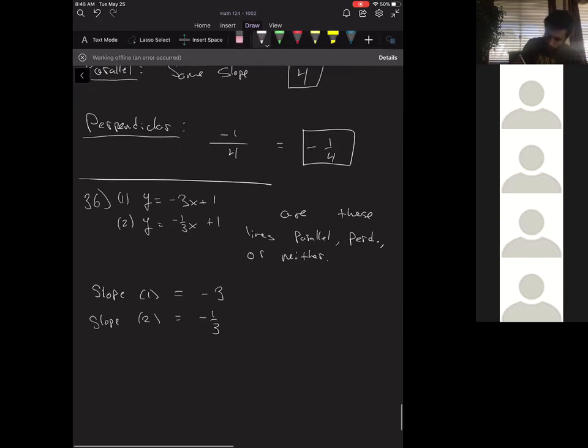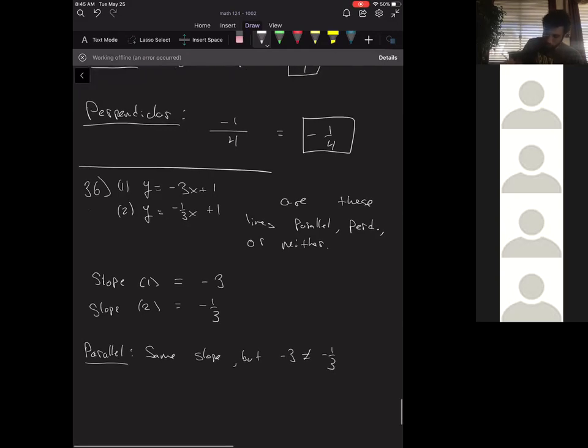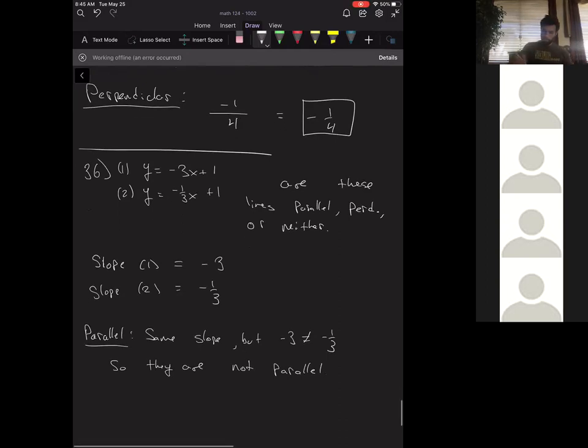Let's go through it. Are they parallel? Remember, parallel meant the same slope. But we can see here that minus 3 does not equal minus 1/3. So they don't have the same slope, so they are not parallel. Okay, now how about for perpendicular?